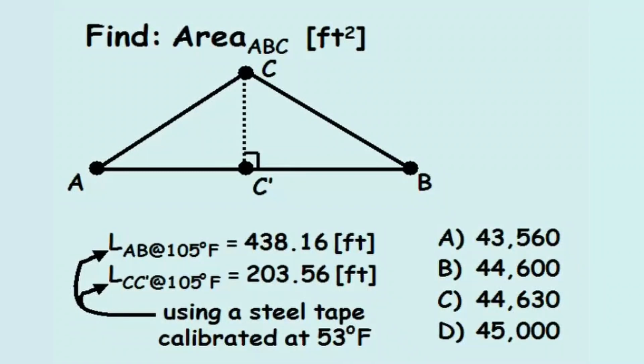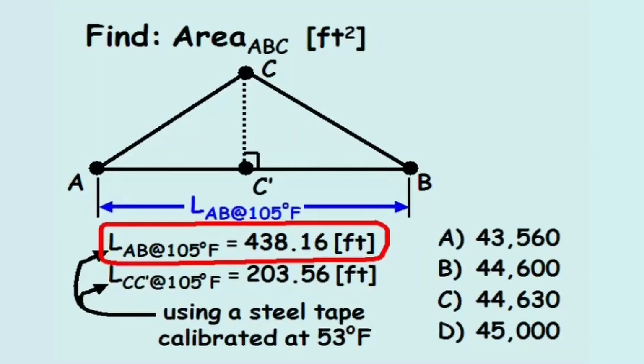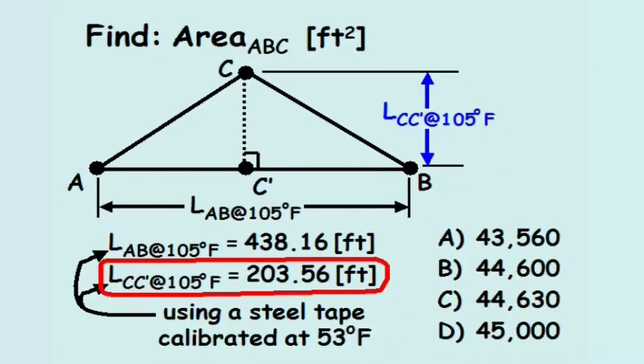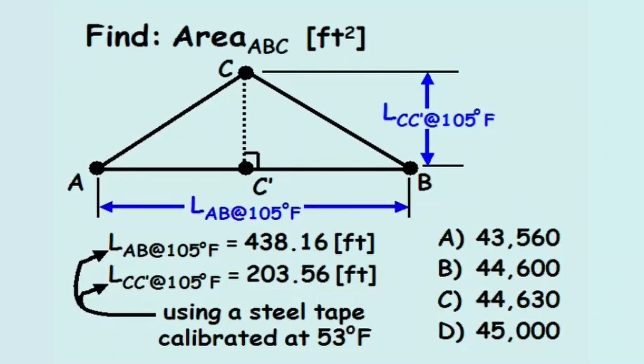Find the area of triangle ABC in square feet. In this problem, the length from point A to point B was measured at a temperature of 105 degrees Fahrenheit. The length from point C to point C prime was also measured at a temperature of 105 degrees Fahrenheit. Both of these measurements were made using a steel tape which was calibrated at 53 degrees Fahrenheit.